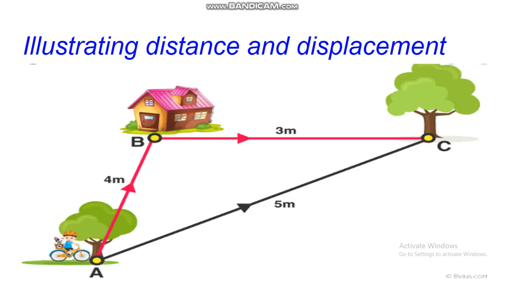Let us illustrate the difference between distance and displacement. You can see there we have point A. We have a cyclist at point A, then point B, then point C. Between point A and point B, the distance is 4 meters. From B to C is 3 meters. If a cyclist goes direct from A to C, that will give us 5 meters.